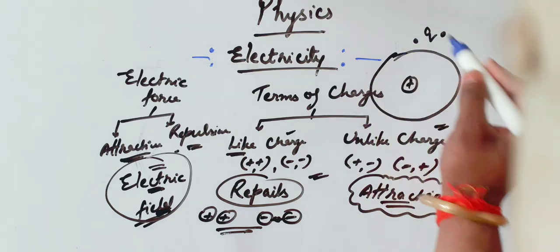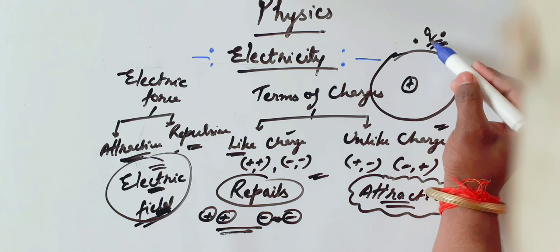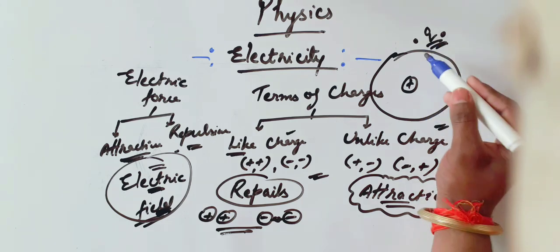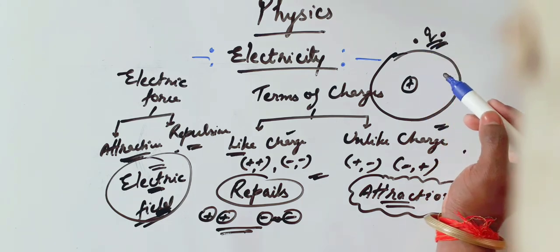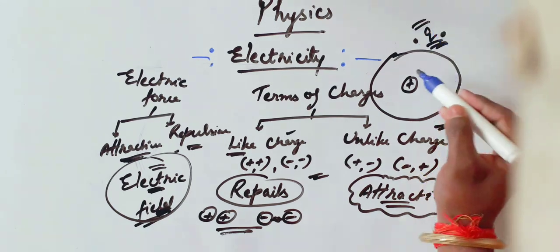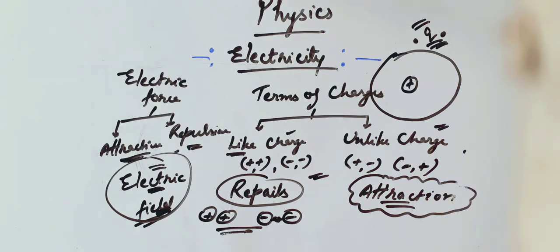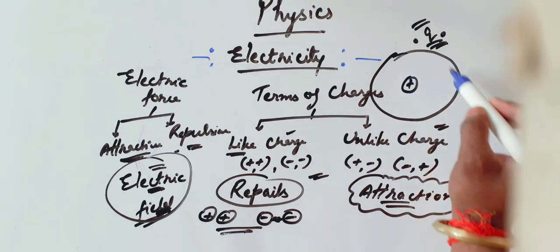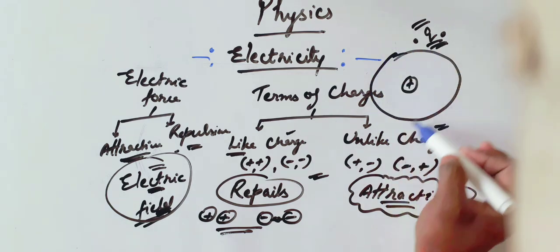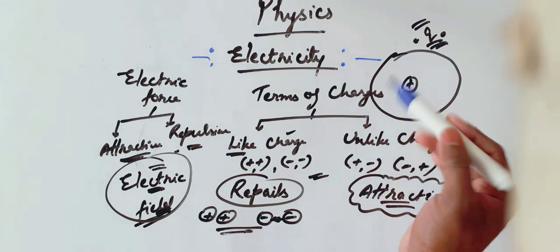Around this source charge there is a region in which, if this Q0 charge enters, then attractive or repulsive forces will act. If this test charge is outside this region, then there will be neither attractive nor repulsive force. So only in this particular area can the electrostatic force act on this charge.